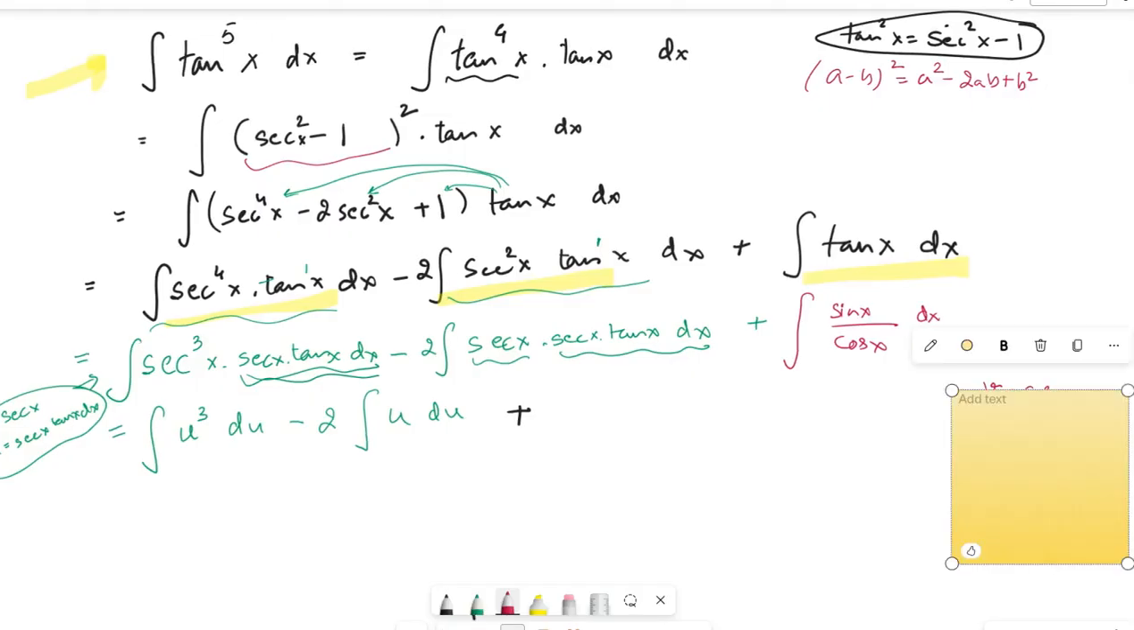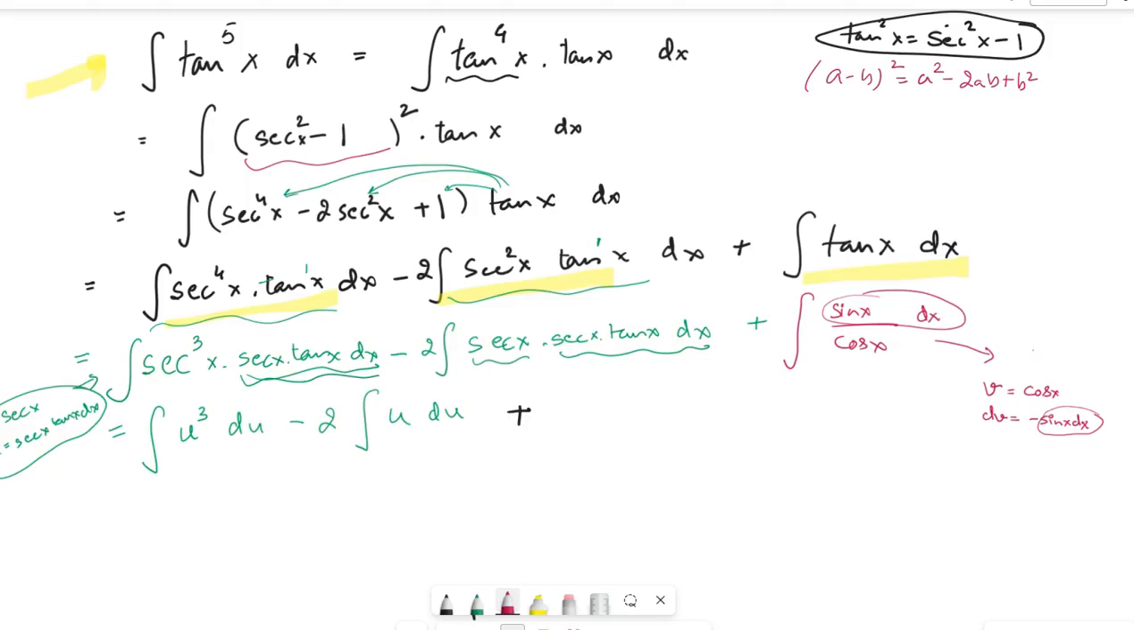So you see sine x dx is already there. So sine x dx would be equal to negative dv. So what I'm trying to say is that this integral with sine x dx becomes negative dv. So this is negative, and 1 by cosine x is v now. 1 by v. Okay.